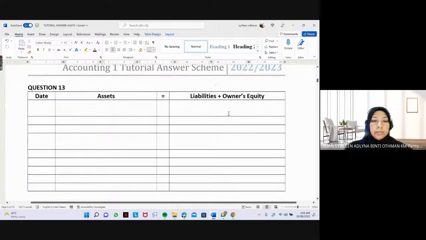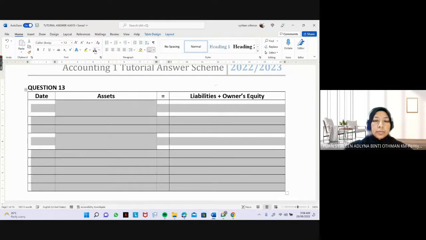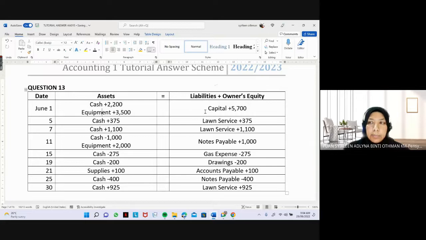Now we go to number 13. Number 13 is more or less the same. Cuma dia buat table yang simple macam ni and you need to write which item is involved ataupun affected by the transaction. Alright. So I'm just going to show you the answers. June 1st, cash akan tambah 2,200, equipment akan tambah 3,500, capital plus 5,700. Sebab we invested the capital in a form of cash and also equipment. Okay, 5 hari bulan terima duit untuk servis, maksudnya revenue ada.